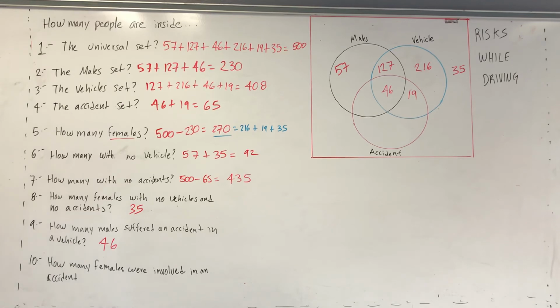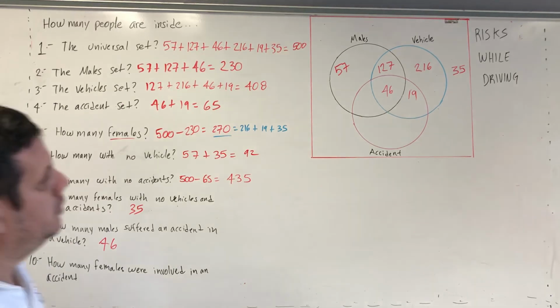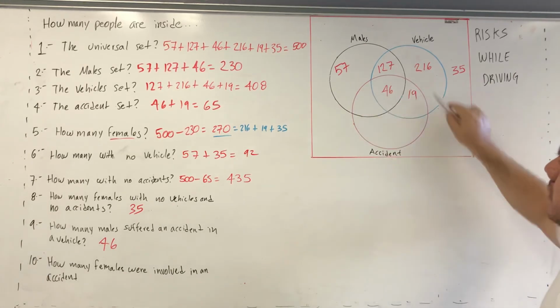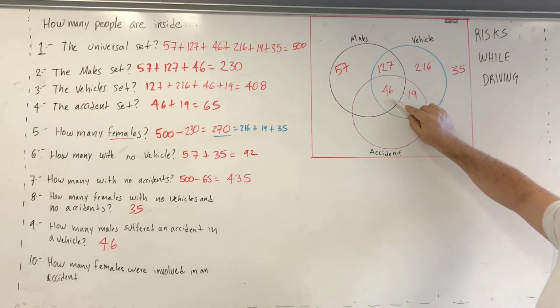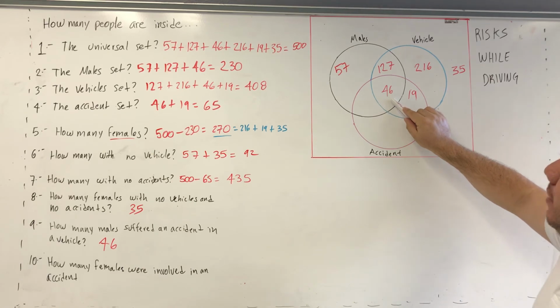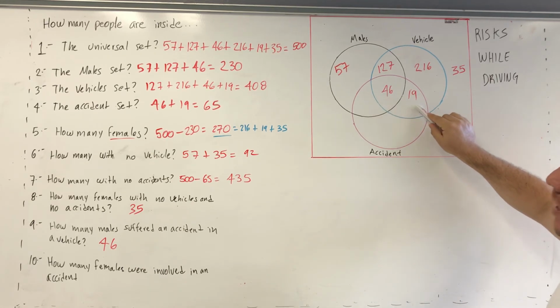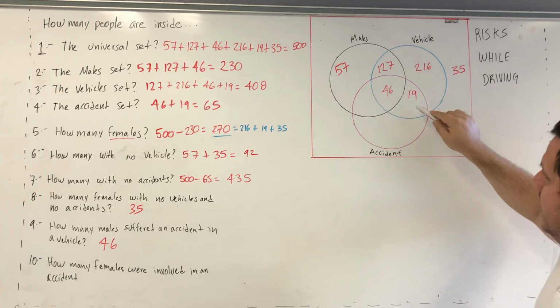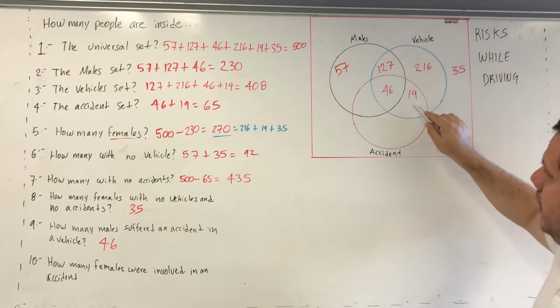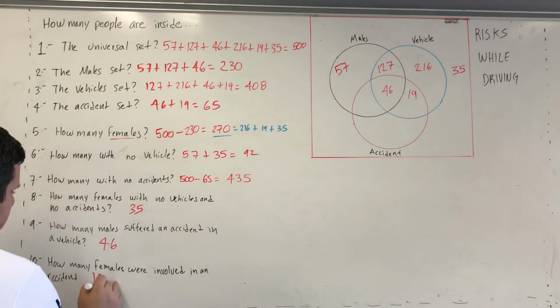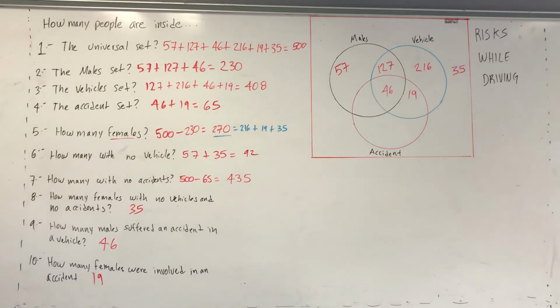How many females were involved in an accident? If you take a look at the accident set, you have 46, but this 46 is inside the male set. Whatever is outside the male set is female. In this case, I have an accident and it's outside males. So there are 19 females involved in an accident.